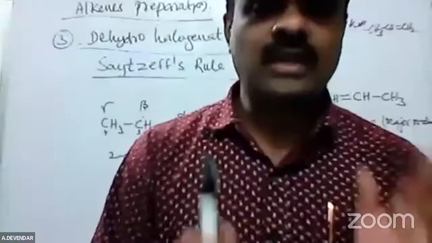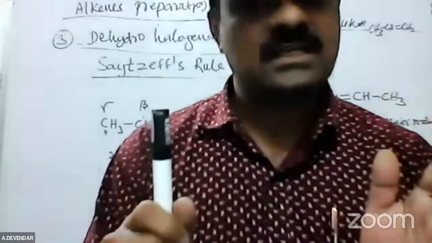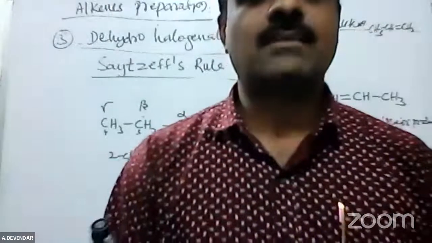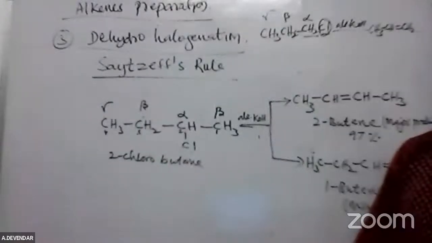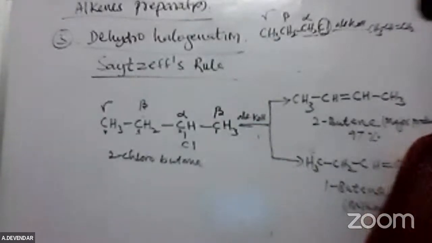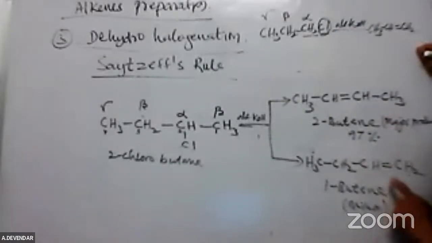What does Saytzeff say? If alternative beta carbons are available in the molecule, dehydrohalogenation takes place. The beta carbon having the least number of hydrogen atoms gives the major product, and the one with more hydrogens gives the minor product. This is Saytzeff's rule. From an examination point of view, sometimes it is asked separately. Don't be confused here. It is getting 2-butene, that means alkenes are obtained. See friends, what happened? This is 2-butene, this is 1-butene. They are isomers.